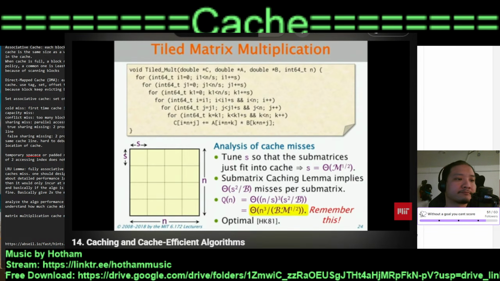Any questions on this analysis? So what's one issue with this algorithm here?